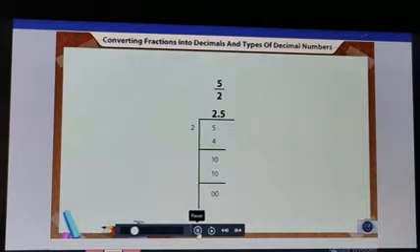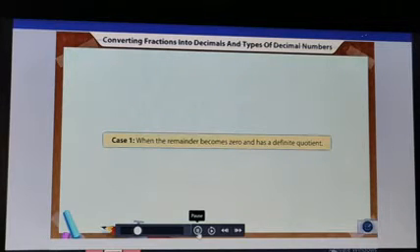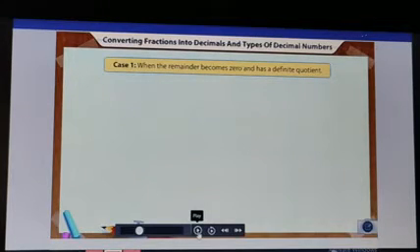When we divide fractions, 3 cases may occur. 1. When the remainder becomes 0 and has a definite quotient. Like 5 by 2, when we divided 5 by 2, the remainder becomes 0, and a definite quotient in the form of fractional part. The fractional part is limited.